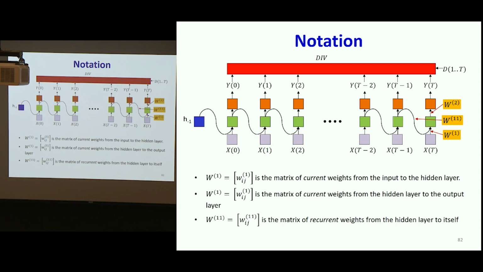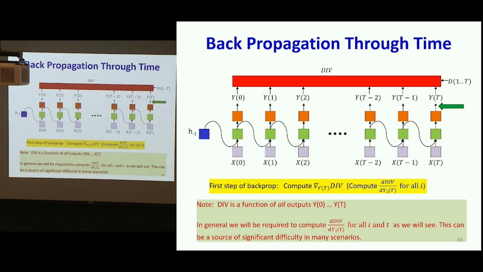W11 is the set of weights over this looping connection. I have some error here, okay? So now the first step of backpropagation, we need to be able to compute the derivative of this divergence with respect to every one of these inputs. Again, remember that divergence is the divergence between a sequence of outputs and a sequence of desired outputs.